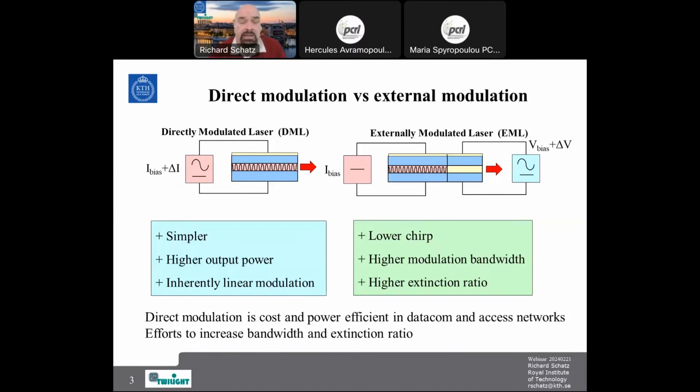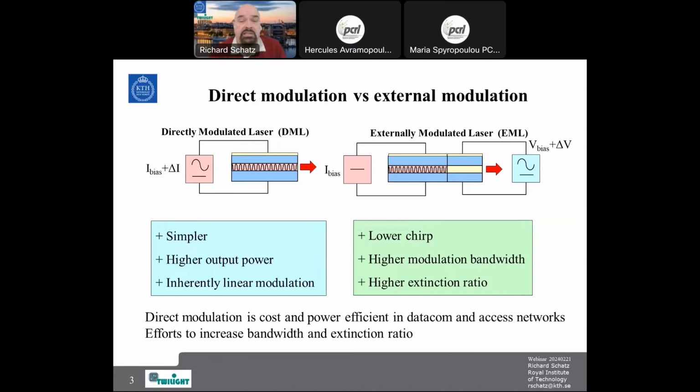The directly modulated laser is so-called simpler to fabricate. It also gives higher output power, since a modulator always has a loss, and it also gives an inherently linear modulation. When you change the current, the output power of a laser changes approximately linearly.